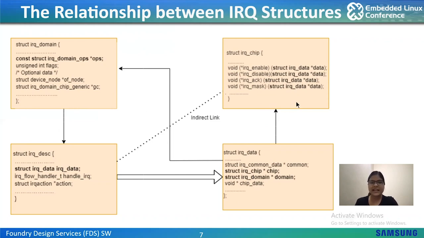So here we can see that IRQ data is being passed down to the IRQ chip structure. IRQ data also contains a pointer to the IRQ chip structure and the IRQ domain structure, while the IRQ data itself is embedded into IRQ desc. So we can say that IRQ chip and IRQ desc are also linked to each other using IRQ data. We will jump back to this slide again after we understand all these structures in detail.